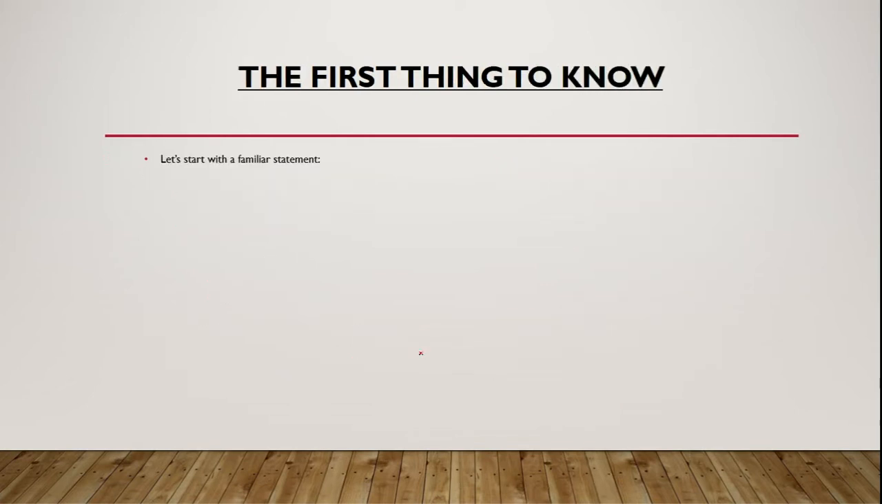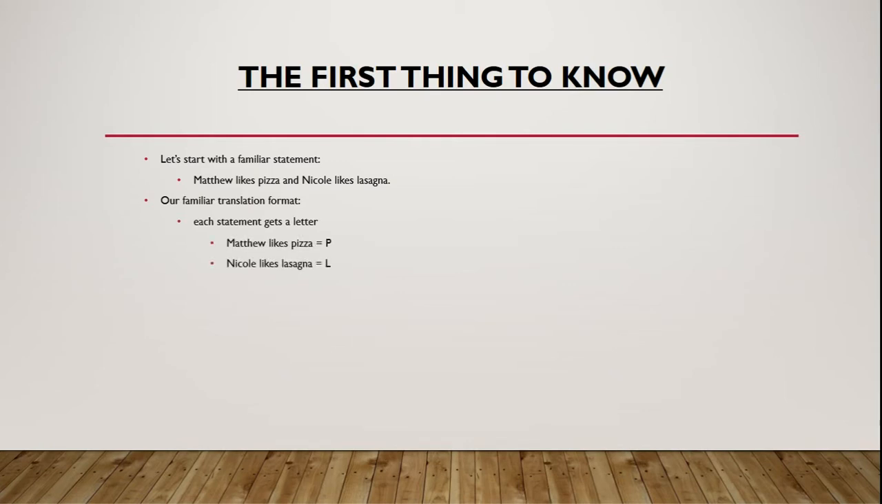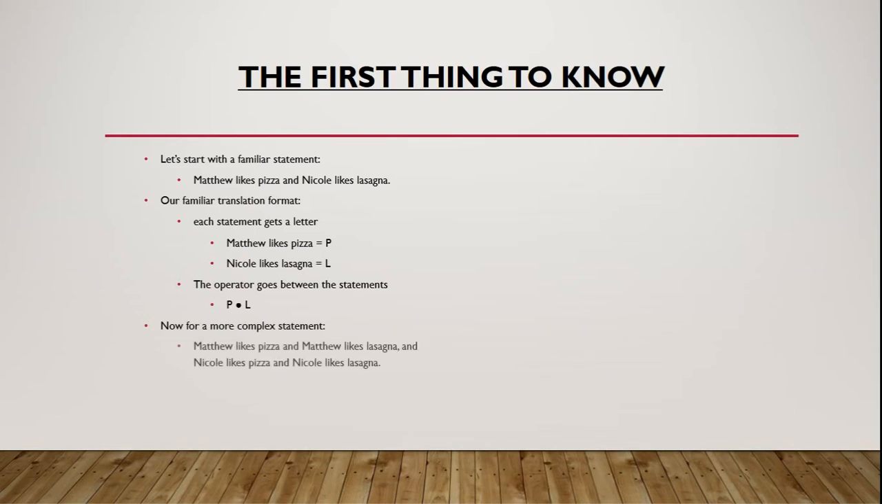So the first thing we need to know is if we start with this familiar statement, let's say Matthew likes pizza and Nicole likes lasagna. Our familiar translation format is that each statement gets a letter. So Matthew likes pizza gets a P, Nicole likes lasagna gets an L. The operator goes between the statements, so P dot L. Now for a more complex statement. Matthew likes pizza and Matthew likes lasagna, and Nicole likes pizza and Nicole likes lasagna.